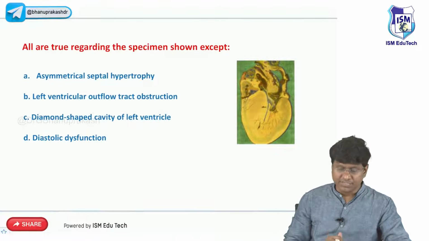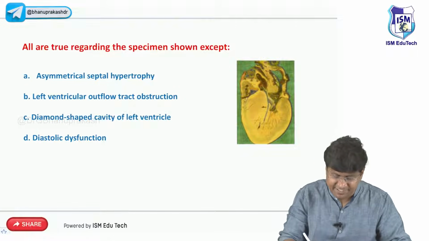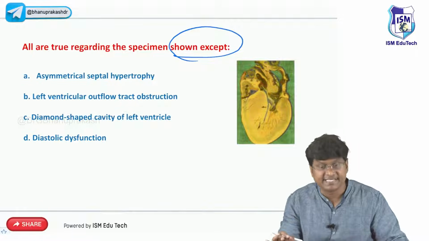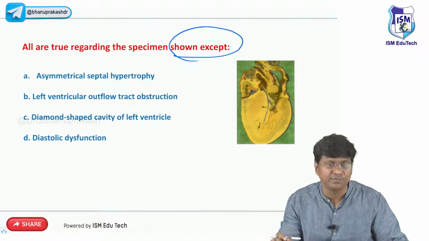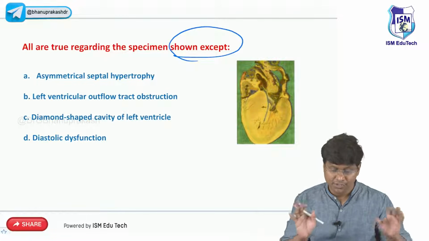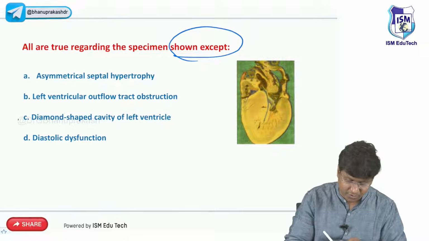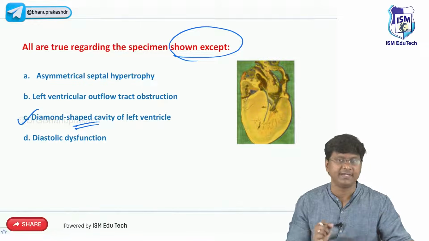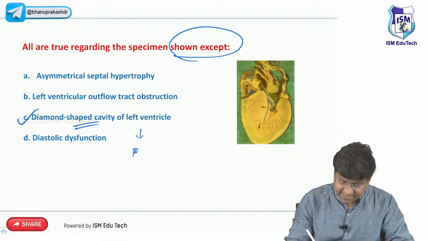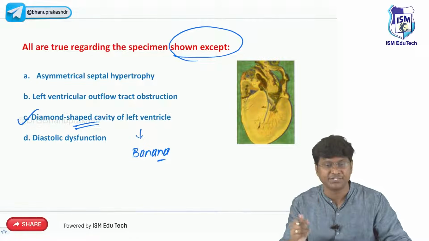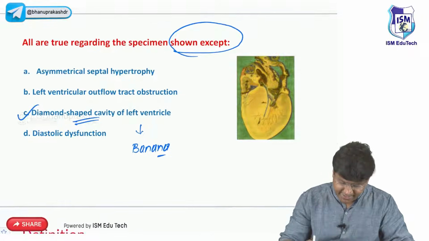Now, you see this question. All are true regarding the specimen which has been shown except: asymmetrical septal hypertrophy, left ventricular outflow tract obstruction, diamond-shaped cavity of the left ventricle, diastolic dysfunction. So, please remember, you will not have a diamond-shaped left ventricular cavity in hypertrophic cardiomyopathy. The cavity will be a banana-shaped left ventricle. That is what you will have in patients with hypertrophic cardiomyopathy, right? And what did I tell you?